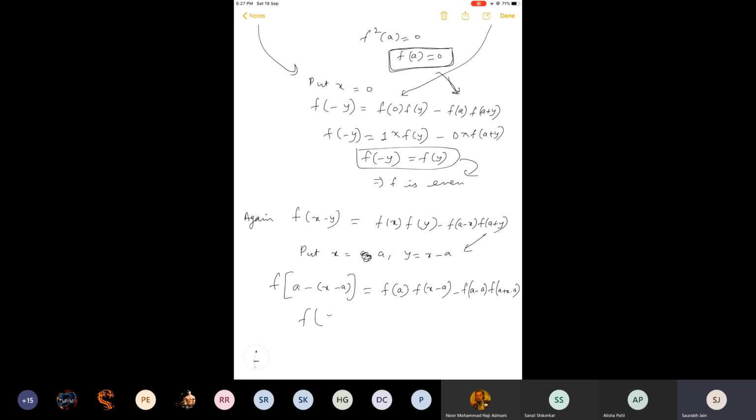What happens on the left hand side? This becomes f of 2a minus x. What is fa? Remember, fa is 0. We have calculated. Fa is 0. This is f0. This is fx. Okay, this is the answer. Why? F of 2a minus x equals this thing 0, f0 is 1, minus fx, a option.